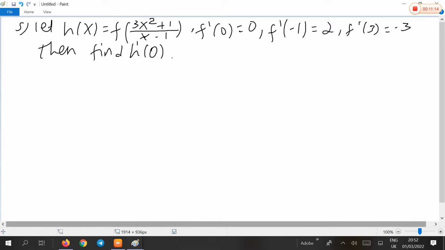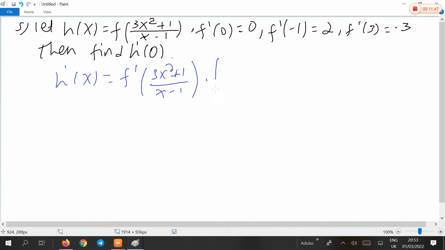Question number 5. If h of x is given by f of (3x squared plus 1) over (x minus 1), and f derivative at 0 is 0, f derivative at minus 1 is 2, f derivative at 3 is minus 3, then find the h derivative at 0. So h derivative at x will be f derivative at (3x squared plus 1) over (x minus 1) times the derivative of (3x squared plus 1) over (x minus 1).